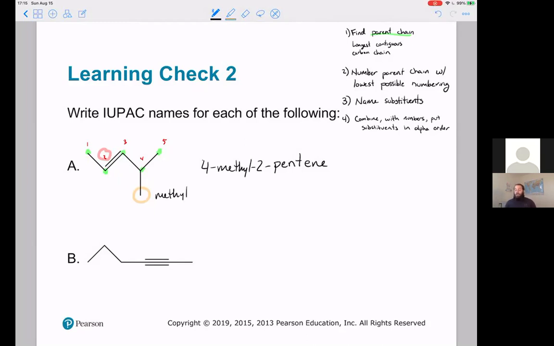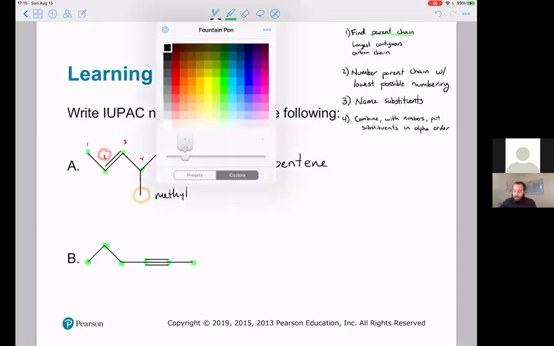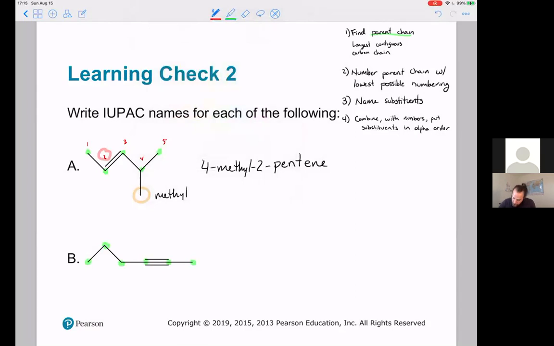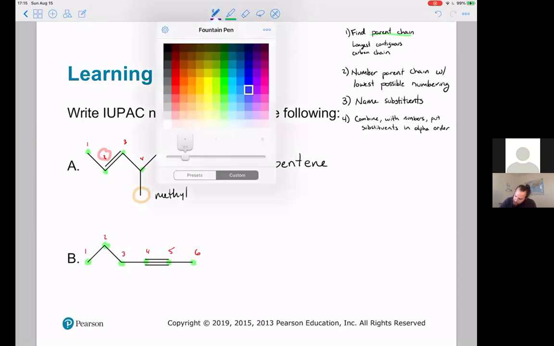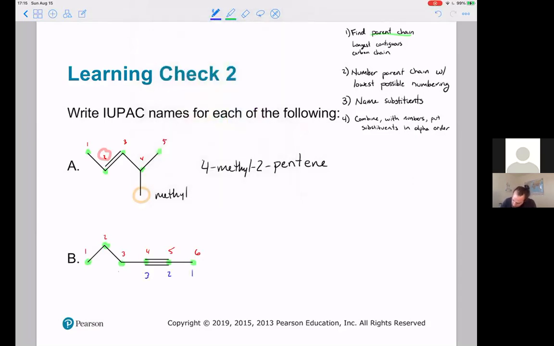All right, it might be a good idea to pause and see if you can name this next compound, given what we've already talked about. If you can't, that's okay, but it's a good idea to try to put into practice what we talked about. Okay, so find that parent chain. In this case, there are 6 carbons, and then I'm going to number 1, 2, 3, 4, 5, 6, and then I'm going to go the reverse direction. 1, 2, 3, 4, 5, 6. Which one of these numbering schemes is correct, the red or the blue?